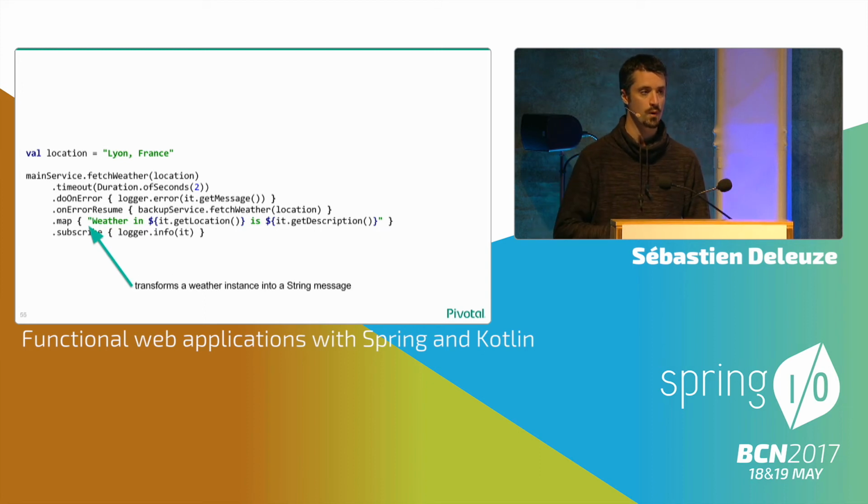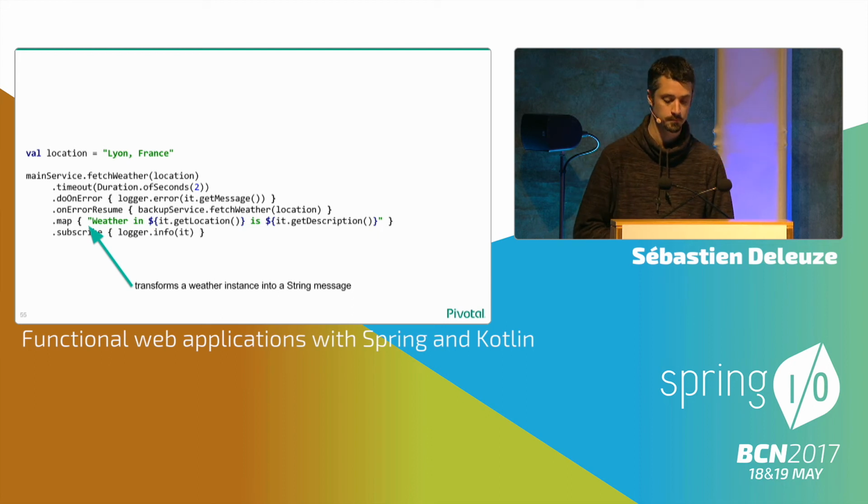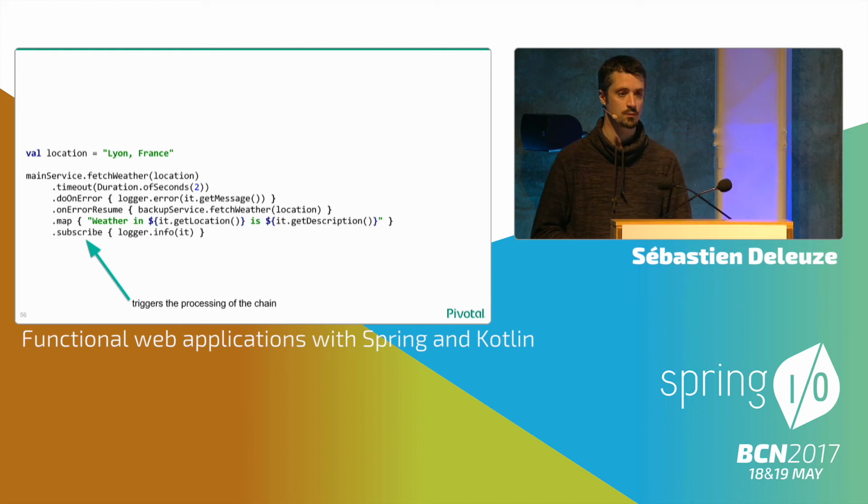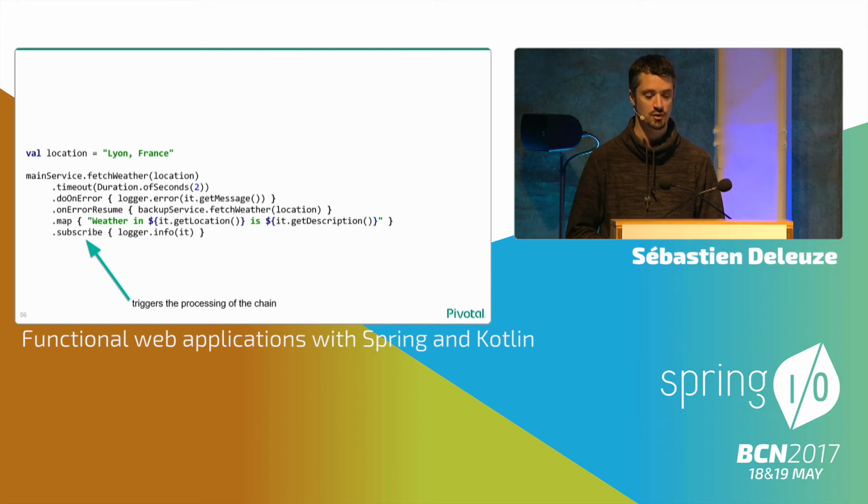Then we transform the weather object into a user-readable message, thanks to the map operator. Just before, we had only defined the steps that will be executed when the data is received. So then we subscribe, we trigger the processing of the chain, and everything will be executed.